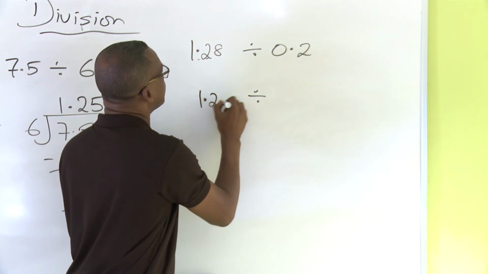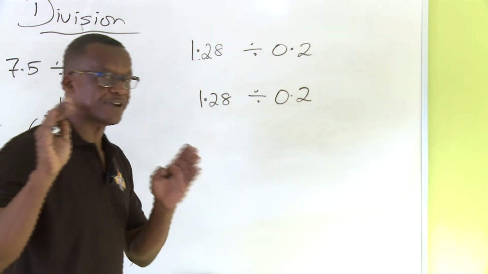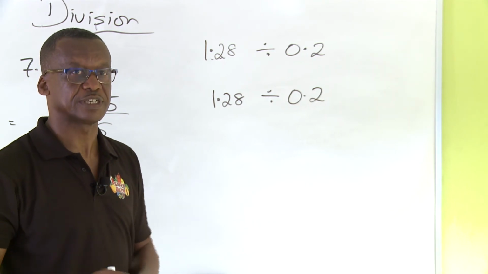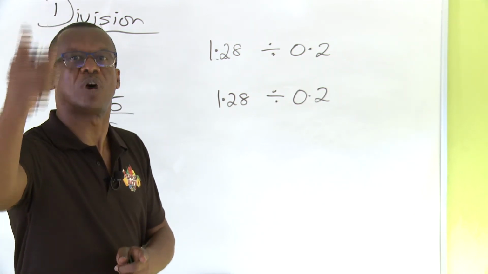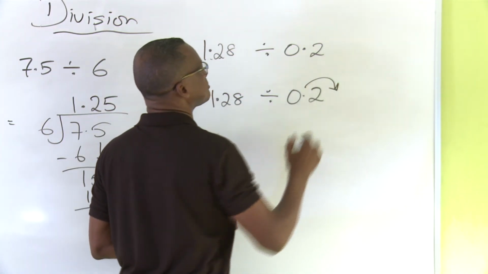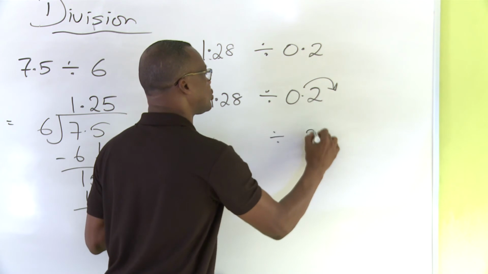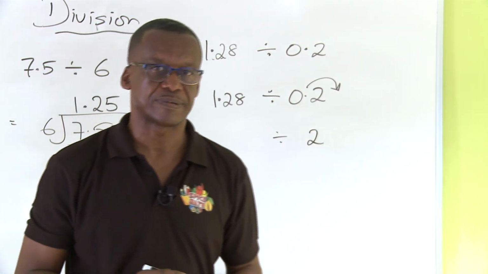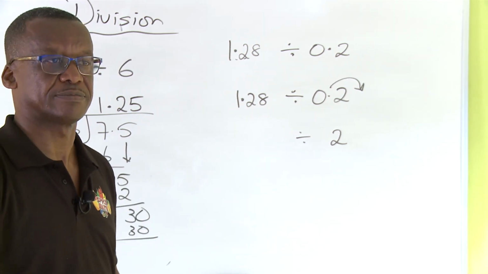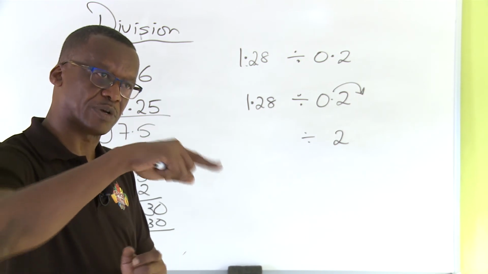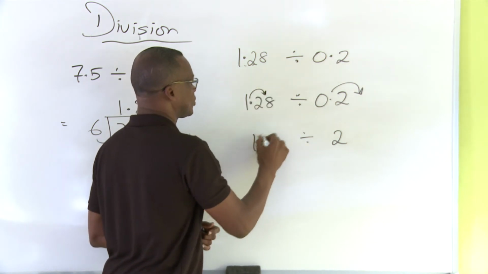1.28 divided by 0.2. Because the divisor is a decimal fraction, we are going to convert the divisor to a whole number by moving the point one place to the right. If we move the point one place to the right, 0.2 becomes 2. But since we've made that change to the divisor, we must do likewise in the dividend. How many places did we move the point in the divisor? One place to the right. So we do the same in the dividend. One place to the right. So we get 12.8.